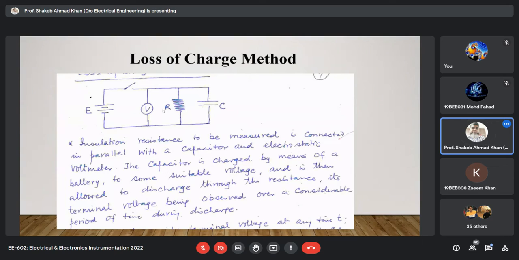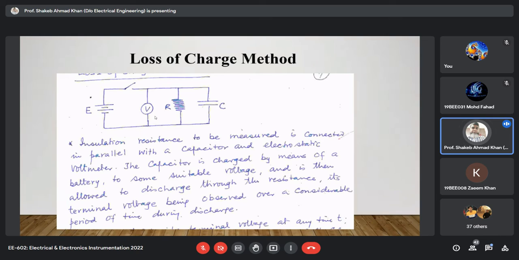This is an issue: many times you will find that there is no discharge. You won't find any diminishing in the reading, because this is an insulation. You assume this is an insulation, so very small current is flowing or no current is flowing. So many times, up to hours, you won't find any significant change in this voltage. If there is a problem with the insulation, obviously then the current will flow and then you will find it.